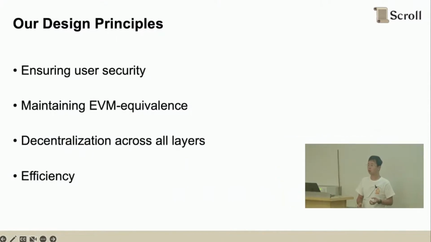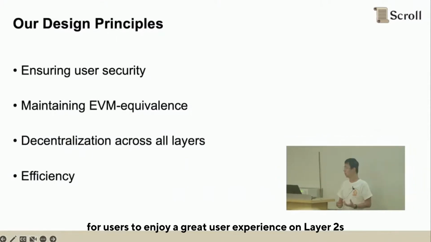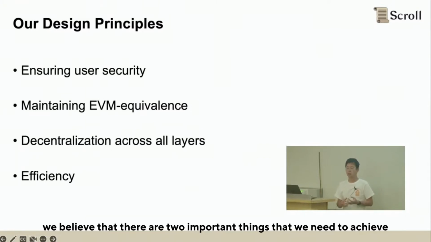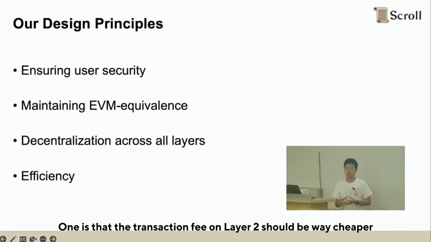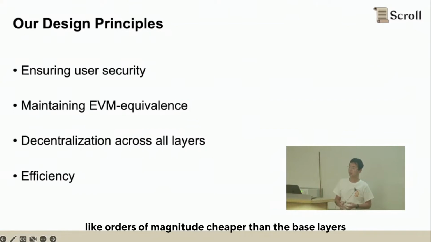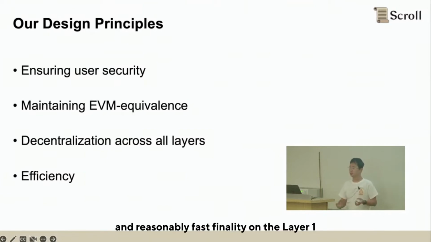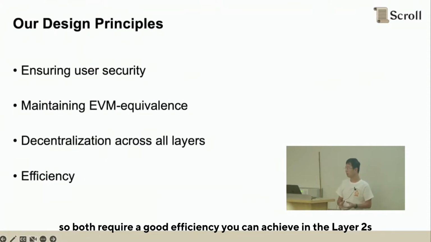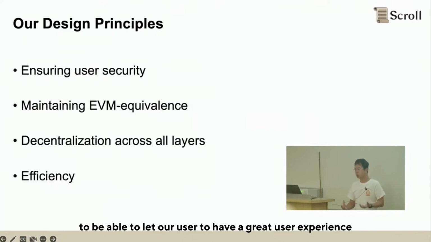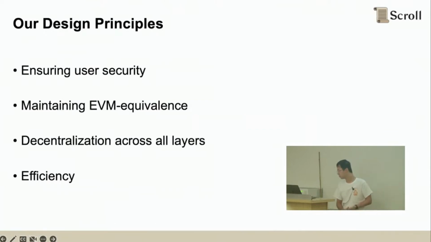Fourth, for users to enjoy a great experience on layer 2, we believe there are 2 important things we need to achieve. One is that the transaction fee on layer 2 should be orders of magnitude cheaper than the base layer. The second is that users should experience instant pre-confirmation on layer 2 and reasonably fast finality on layer 1. Both require good efficiency on layer 2 to be able to deliver a great user experience.